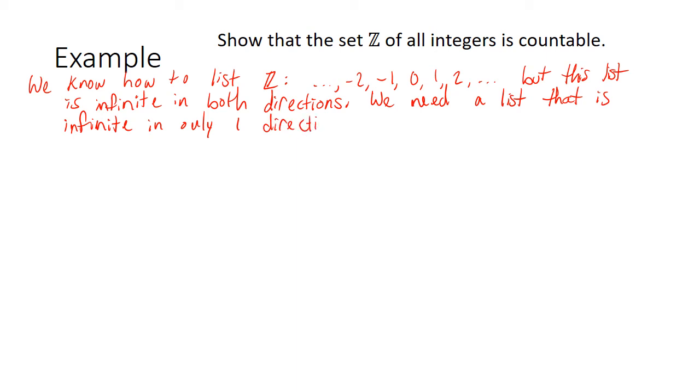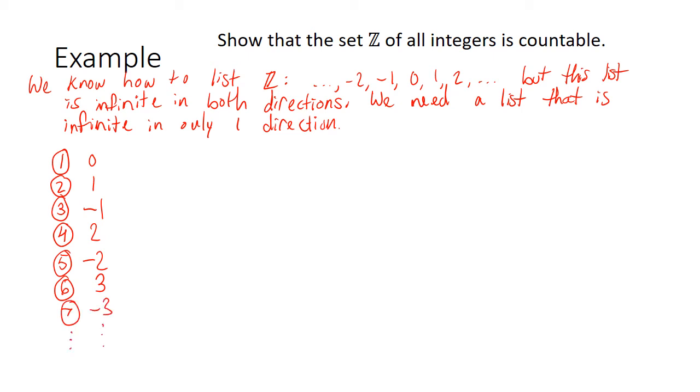Okay, so let me show you a way that you can actually list all of the integers, and then your list will only be infinite in one direction. So the first thing in the list is going to be 0. The second thing in the list is going to be 1. The third thing in the list is going to be -1. Fourth thing in the list is going to be 2. Fifth thing in the list is going to be -2. Sixth thing in the list is going to be 3. Seventh thing in the list is going to be -3. And then it's going to continue like this.